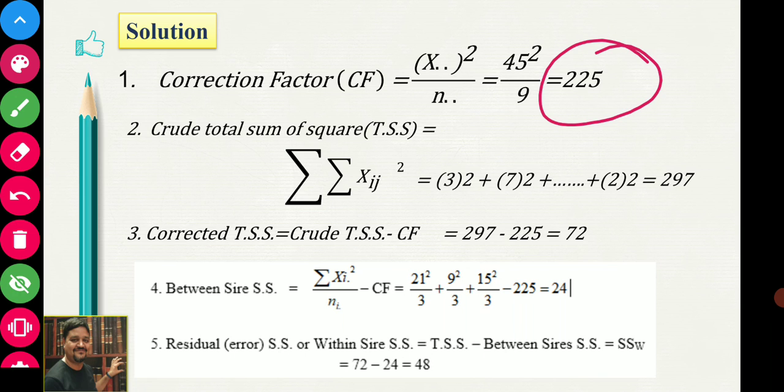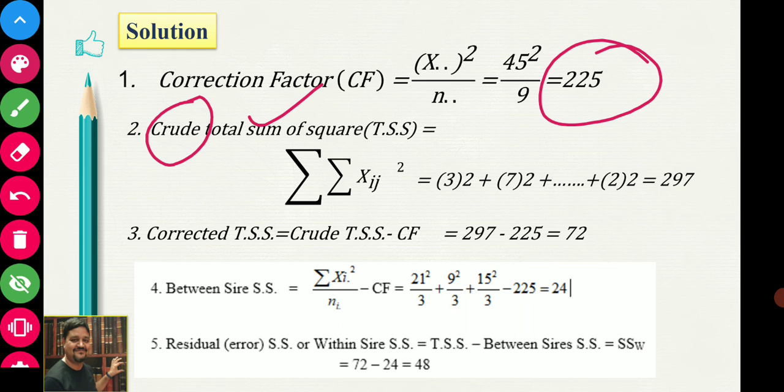Now the next step is getting the total sum of square, or here I have written it as the crude sum of square. Actually, crude means nothing has been subtracted from here, or nothing has been added here. You can simply write it as the total sum of square, TSS. I have written it as the crude total sum of square because the next one is the corrected total sum of square.